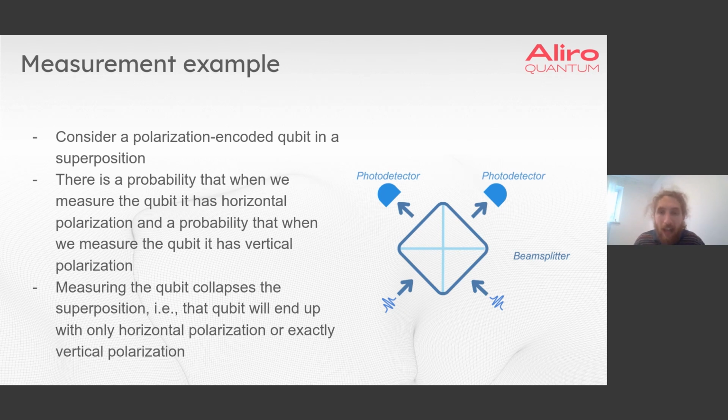In the graphic on this slide, we have optical components, a beam splitter, and photon detectors. This setup is often used to perform a very useful type of measurement on photonic qubits, known as a Bell state measurement, which we will see is very important later in this talk.